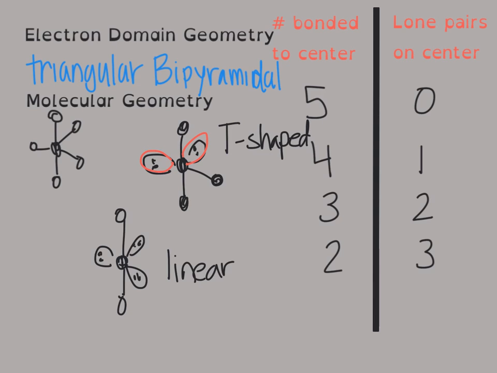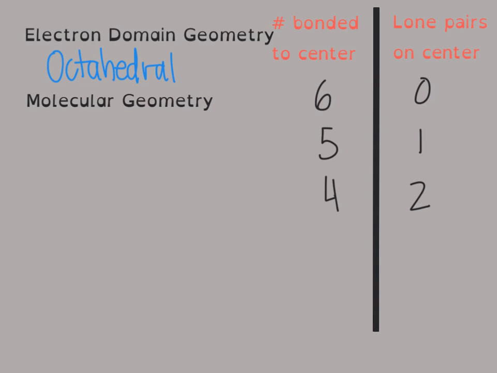Now remember, you are going to first represent it as being part of the electron domain geometry of triangular bipyramidal, and then you're going to call it linear for the molecular geometry. So this one is the same bond angle as a regular linear, but it came from a different electron domain. For our last electron domain geometry, we have our 12 electrons on the center, and this one was in the octahedral family.